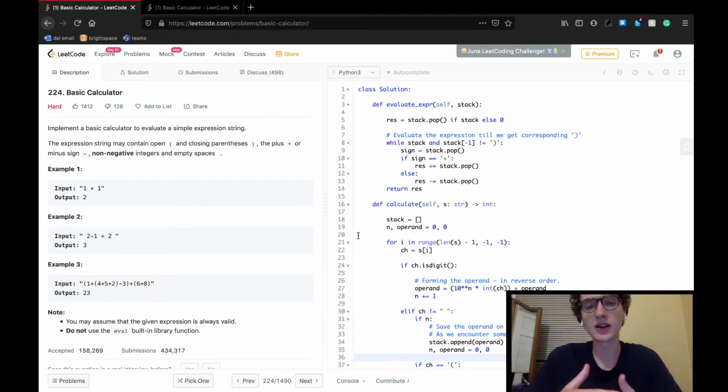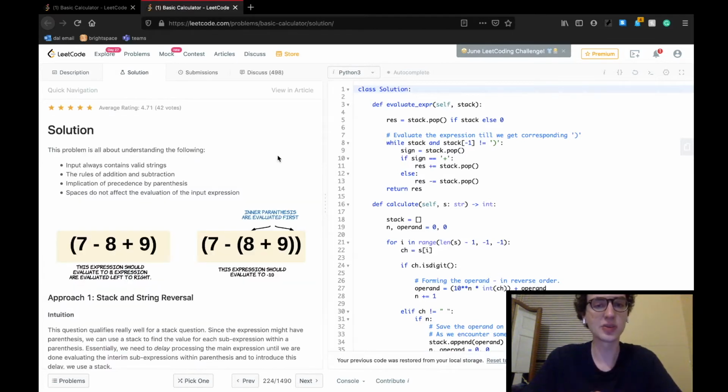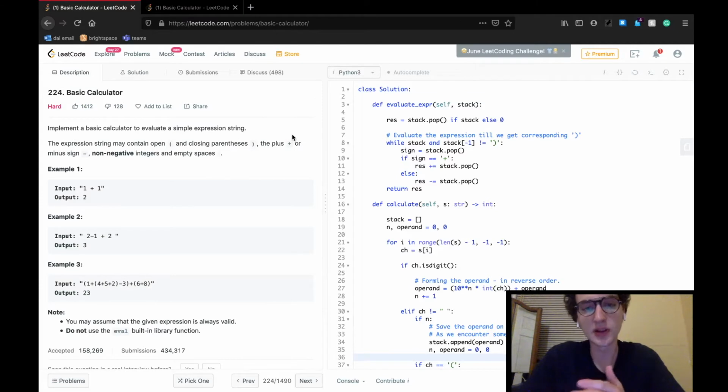So I found a pretty good algorithm to solve this that I'll describe here, that was found in the solutions section to this problem. I'm going to be describing it here myself, but feel free to go check out that section for additional visuals and walkthroughs for this question. So basically, to solve this, we're going to be using a stack on a reverse string of the input expression in order to make our calculator work.